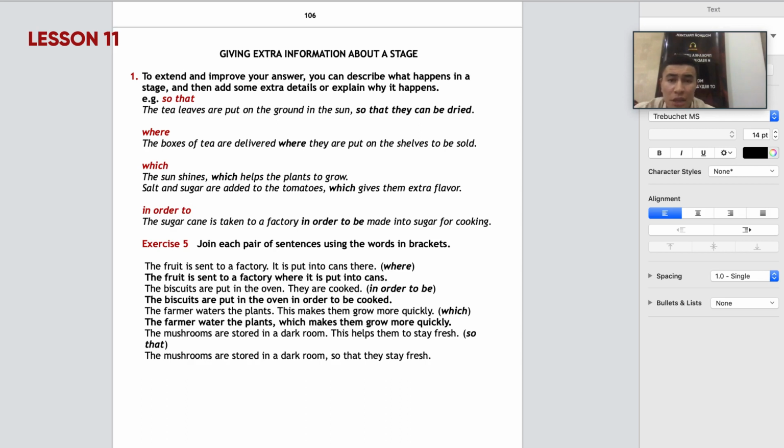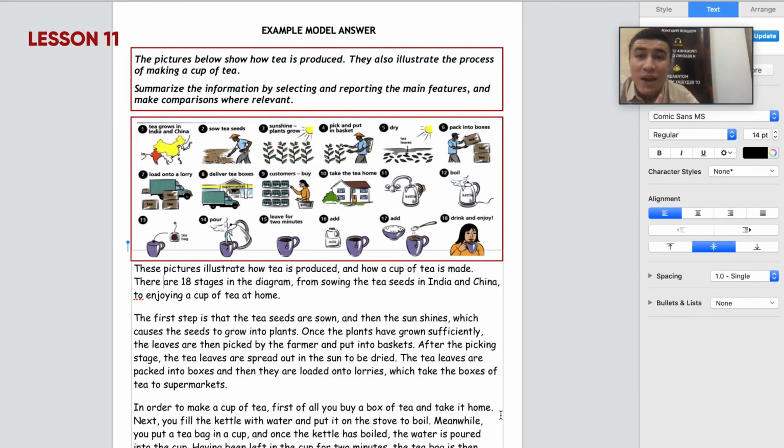Okay, I believe this was clear to you guys, and of course I encourage you to practice more. Try to do this exercise on your own. And now let's consider this example model answer.